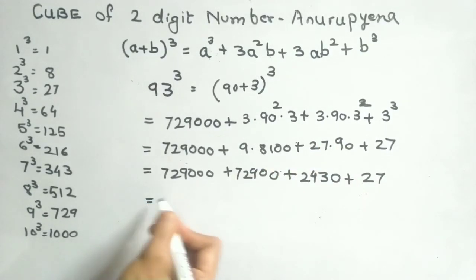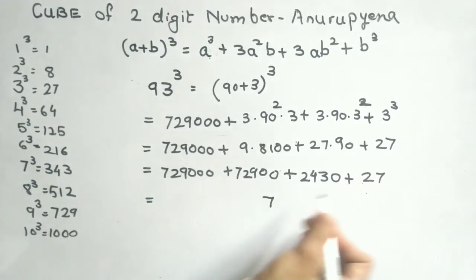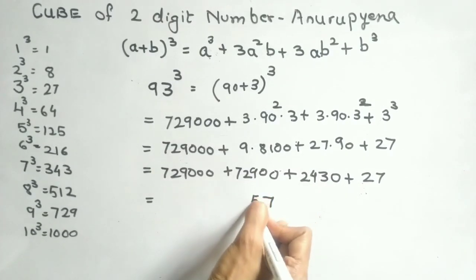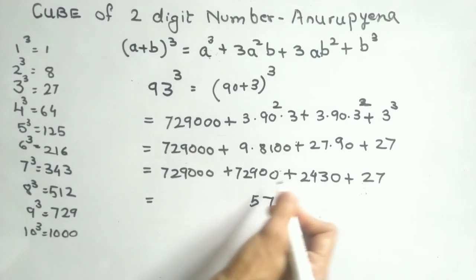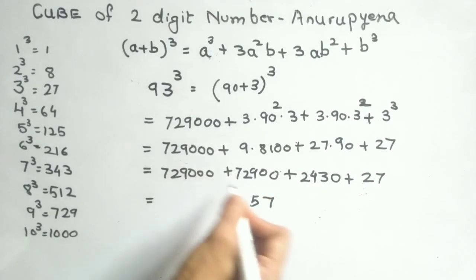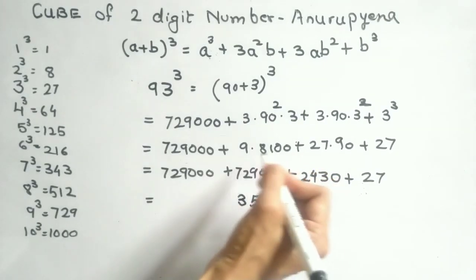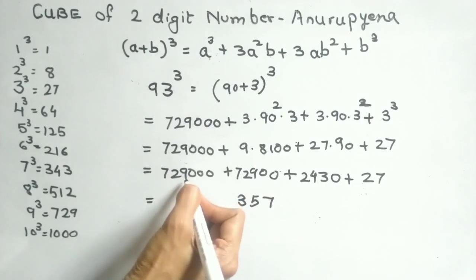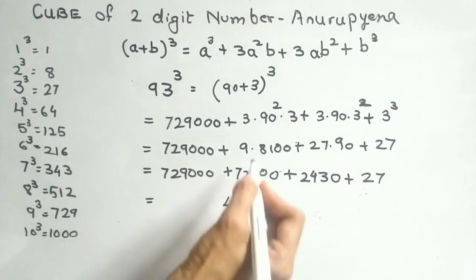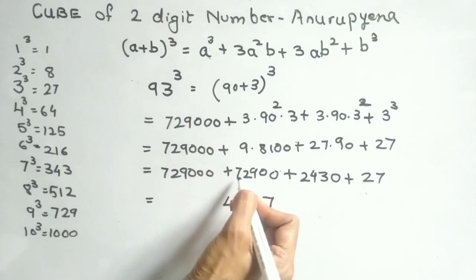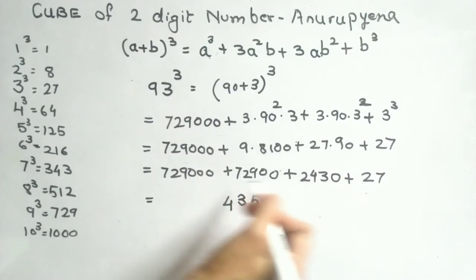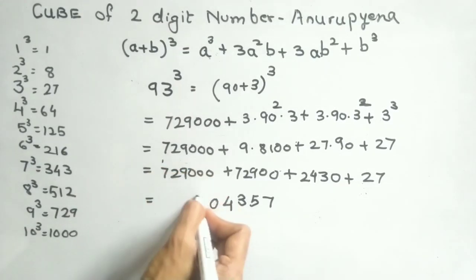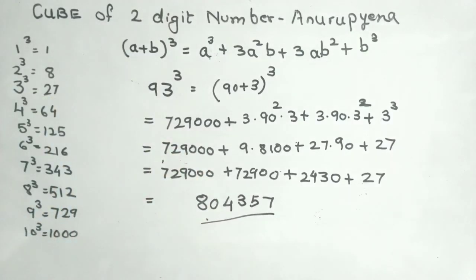So we just have to add all these. The units place is 7. Then in the tens place you have 2 plus 3, 5. Then the third place we have 4 plus 9, 13, and here you have 0, so you have a 3 and 1 carry. Then the fourth place is 2 plus 2, 4, plus 9, 13, and 1, 14, so this is 4 and 1 carry. Then the fifth place is 7, here you don't have anything, 7 and this 2 and 1 carry, that is 10, and here you have 8. So this is your final answer.